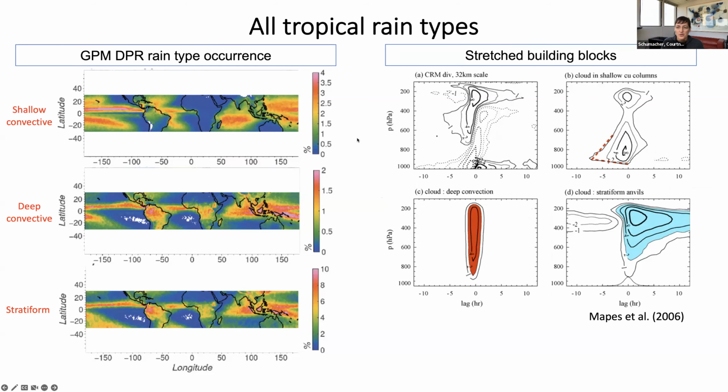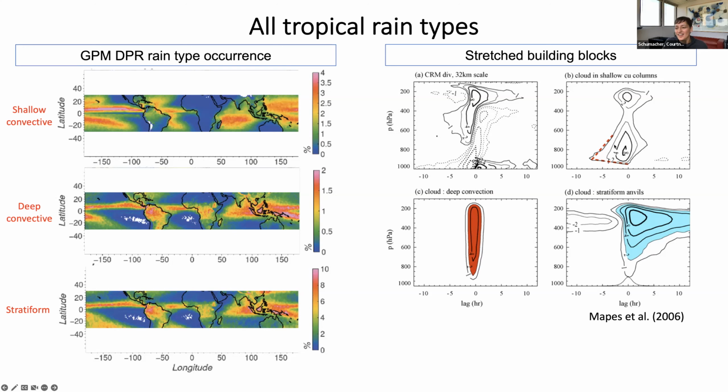Okay, so something about the stretch building blocks that's cool. Just to go back, this is still Mapes et al. If you just look at the different impacts, this is divergence, although I think this is heating that I'm adding in, or just the cloud occurrence or humidity. I've forgotten what I put here.